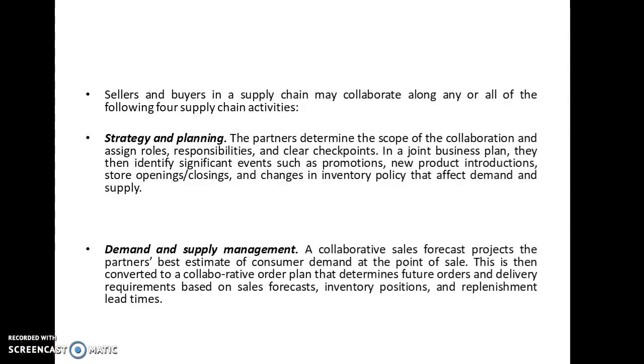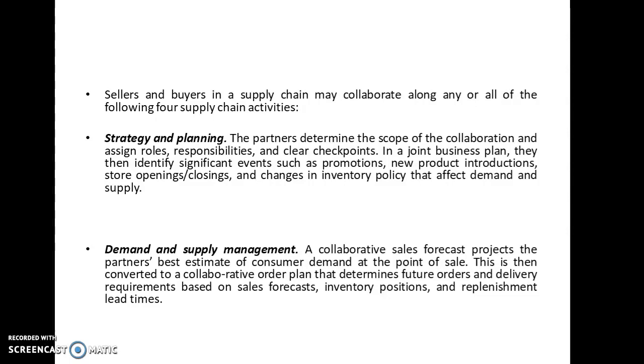Sellers and buyers in a supply chain may collaborate along any or all of the following four supply chain activities. First one is strategy and planning. The partners determine the scope of the collaboration and assign roles, responsibilities, and clear checkpoints. You assign the roles of different stages in the supply chain, then the responsibilities and checkpoint mechanism to confirm whether we have achieved what we have aimed for at a particular point of time.